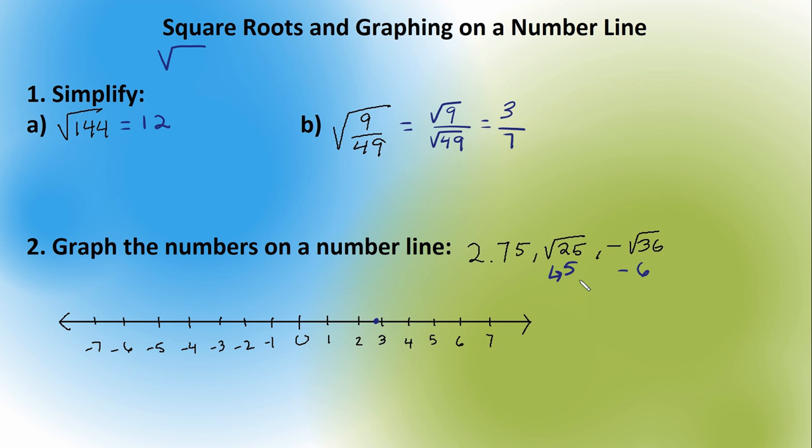We're also going to put 5 on here. That is a positive 5. So here's 5. We're going to put that right on the line. These are just points on the line. And then we have negative 6. Now, because it's negative, it should go on the opposite side of 0. So here's our negative 6. We're going to put it right up in here.